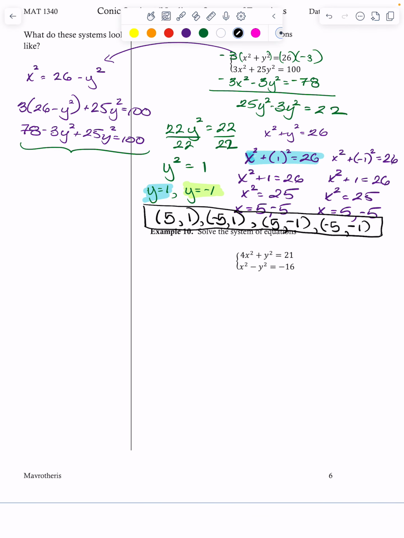So let's do this one more time. This would be a great place to hit pause, as riveting as I know these recordings are. Hit pause, try example 10 on your own, and then come back and double check. Okay. This one's set up kind of nice. I am going to just add straight down and get 5x squared equals 5. X squared equals 1. And we're starting this off the same way. Either x equals 1 or x equals -1.